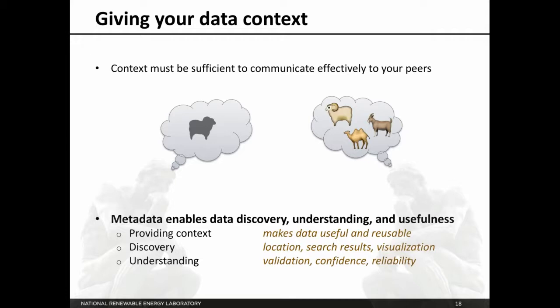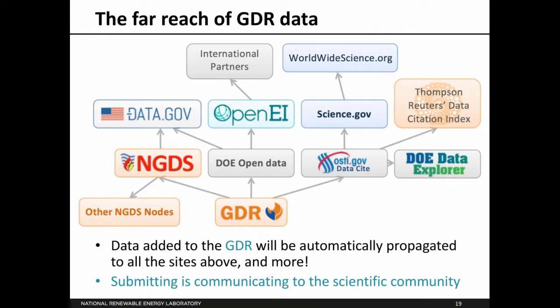And then, as I mentioned a few slides ago, the other reason behind the metadata that we do collect in our submission form is that they're required fields for our network of data partners. The GDR has actually been built from the ground up to share information, to get it out there. It's not trying to be the one-stop shop for geothermal information. Every submission added to the GDR is automatically propagated to all of these different sites and more.